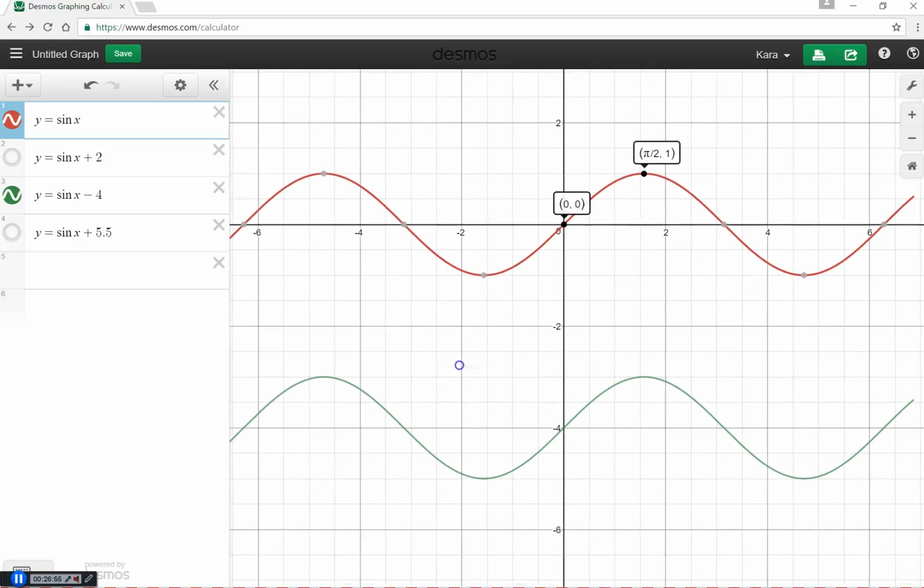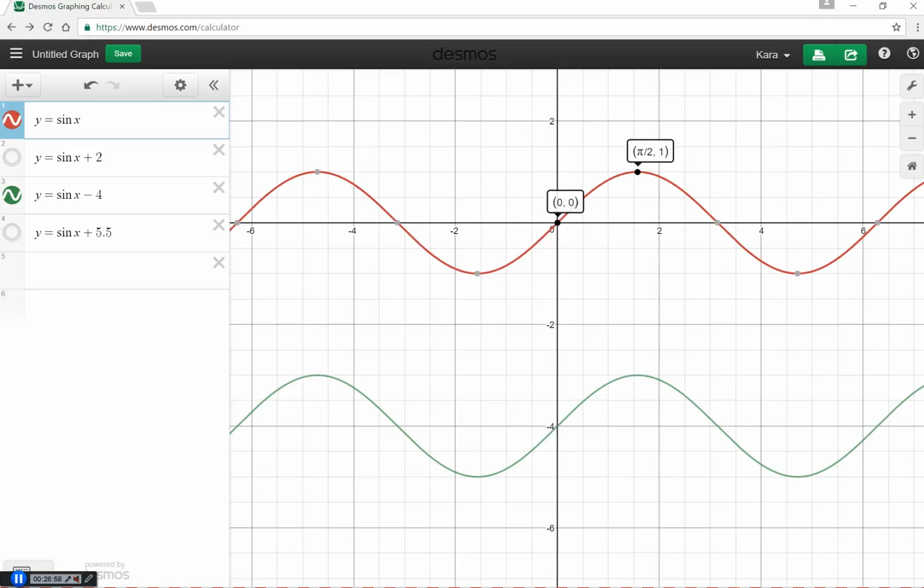So it appears as if our d value is affecting our vertical shift. It's moving my graph up or down according to whatever that d value is. And there it is at negative 4, and my maximum value is at negative 3. So not only are we shifting our y-intercept, our max, which means our min will also shift. That also means my median line has shifted as well. All right, so that would mean, if we are right about this, that y = sin(x) + 5.5 will move my graph up to a y-intercept of 5.5.